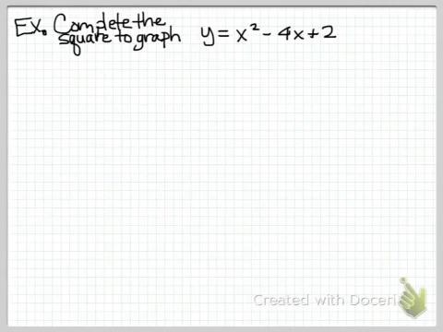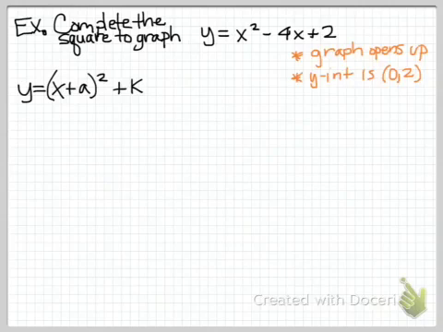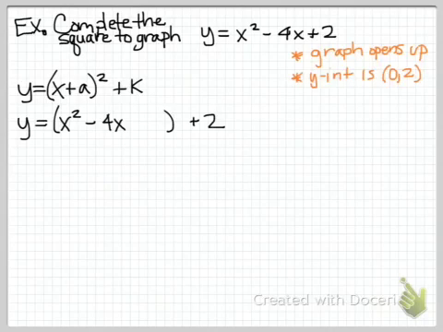Complete the square to graph this equation. So the first thing we can tell is the graph opens up, and we know the y-intercept is going to be 0, 2. Okay, from there we need to make it look like it's in this form. Right now it's in standard form, and we need to turn it into this form in order to figure out those other pieces. So I'm going to take my equation, y equals x squared minus 4x plus 2, and I'm going to break it up like this. Get it ready to complete the square.